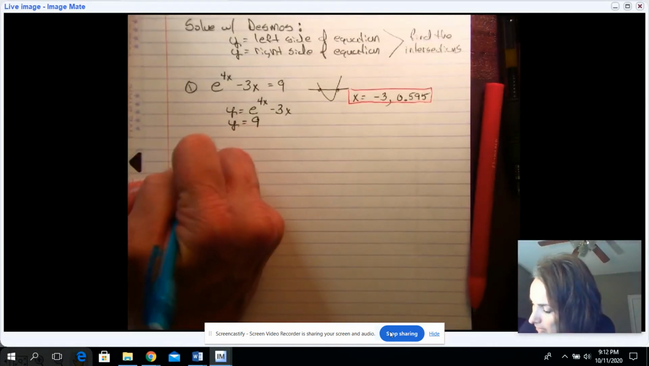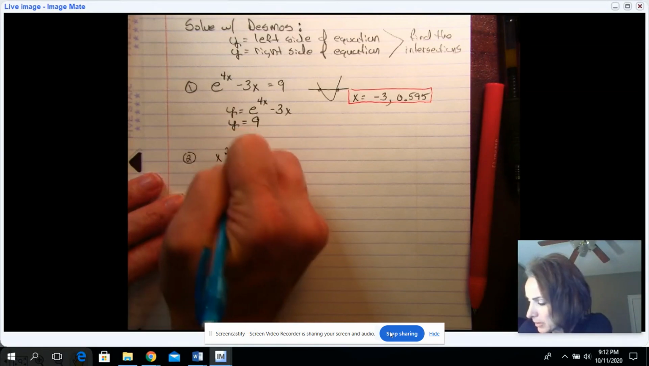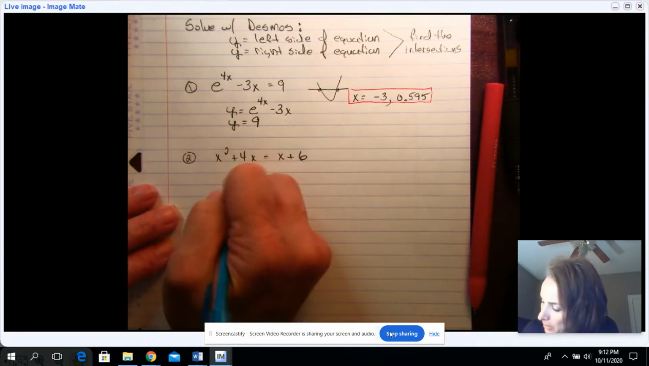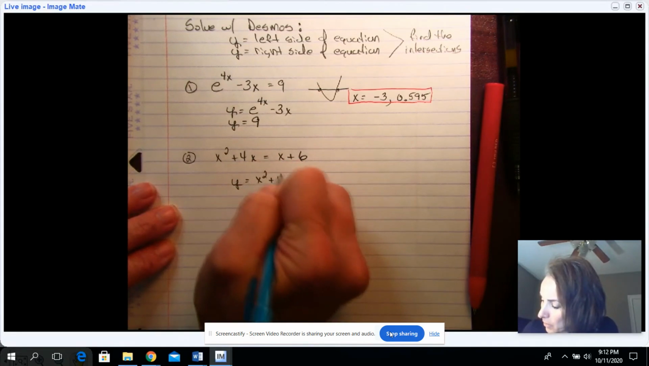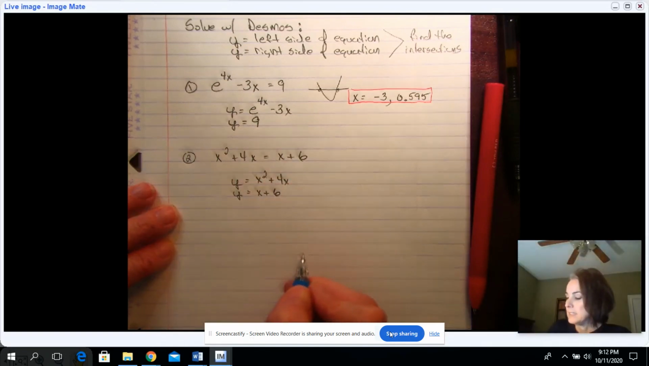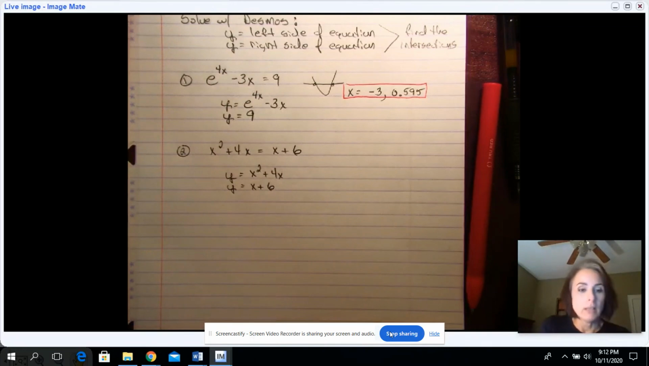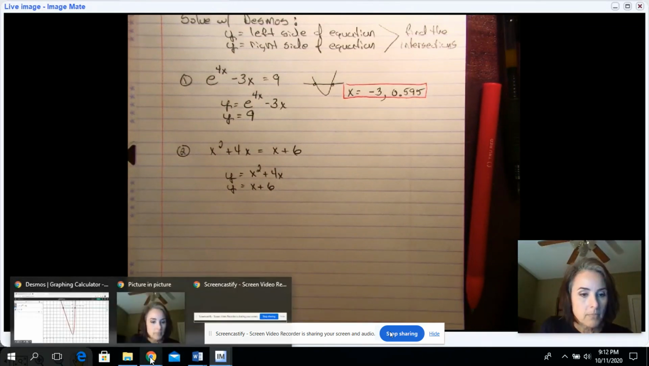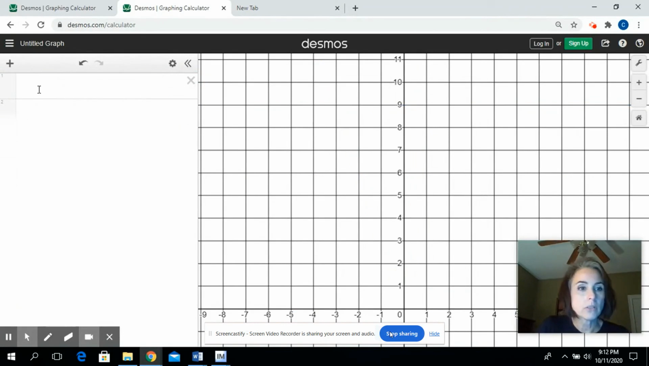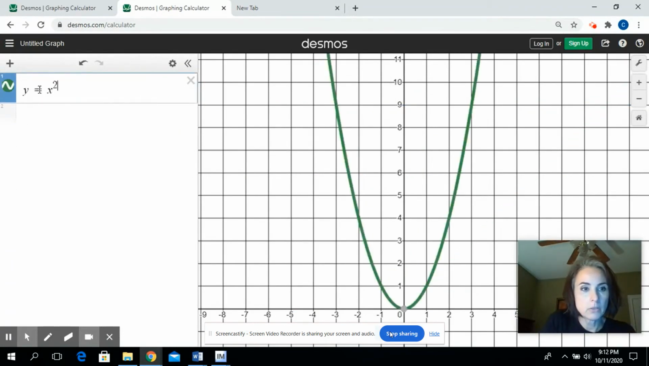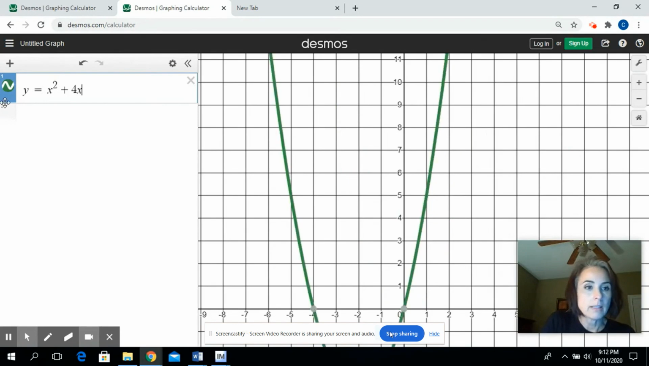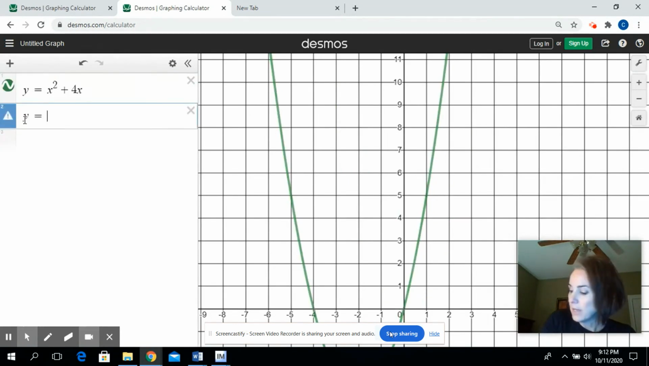Okay, next one. If we have a problem like x squared plus 4x equals x plus 6, we're going to put y equals x squared plus 4x, and y equals x plus 6. Let me show you what it's going to look like, and then I can show you what we did before and what's going to happen with that. So y equals x squared plus 4x, and then our next equation is y equals x plus 6.